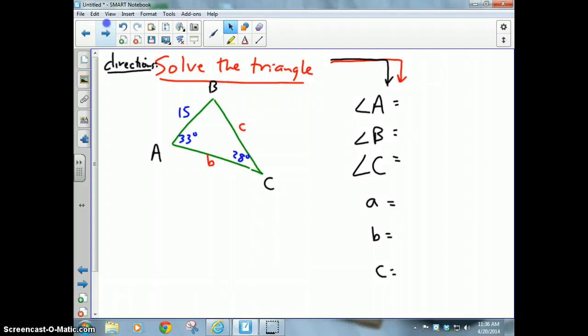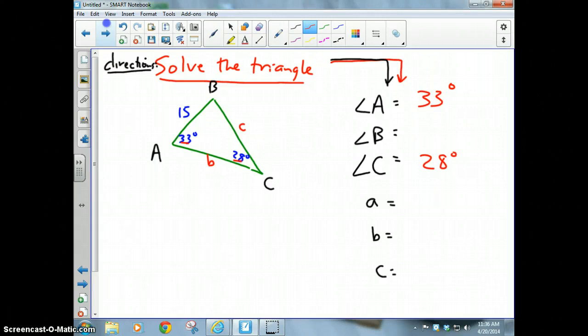Well, what pieces of information do we know? Well, we know angle A is 33 degrees. Okay, we know that. We know angle C is 28 degrees. And we know, this would be side A. We know side C is 15. Okay, that much we know.